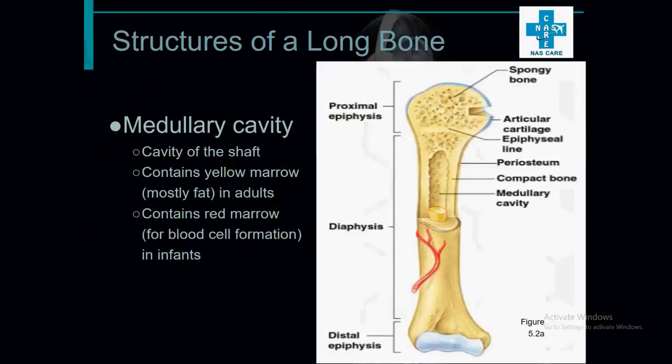The medullary cavity is the cavity of the shaft. It contains yellow marrow in adults. It contains red marrow for blood cell formation in infants. In adults, it is mostly fat.